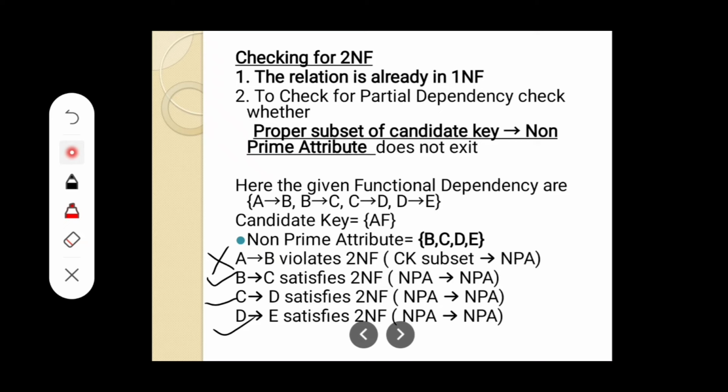Okay, so this relation is not in 2NF. So the next task is that we have to convert this relation into 2NF.